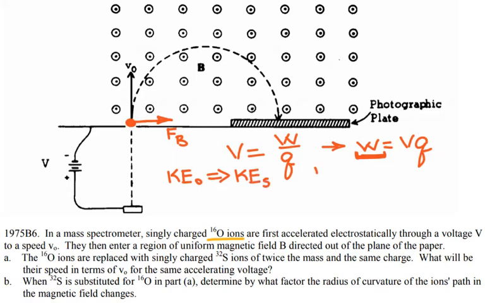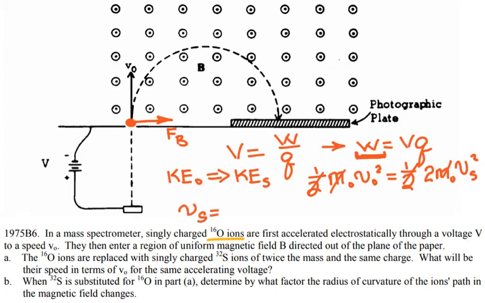So I have 1/2 the mass of the oxygen times the velocity of the oxygen squared equal to 1/2 twice the mass of the oxygen for sulfur, times the velocity of the sulfur squared. If I cancel 1/2 from both sides and the mass of the oxygen from both sides, then I get that the velocity of the sulfur is equal to V sub 0 divided by the square root of 2. So that will be my answer for part A.